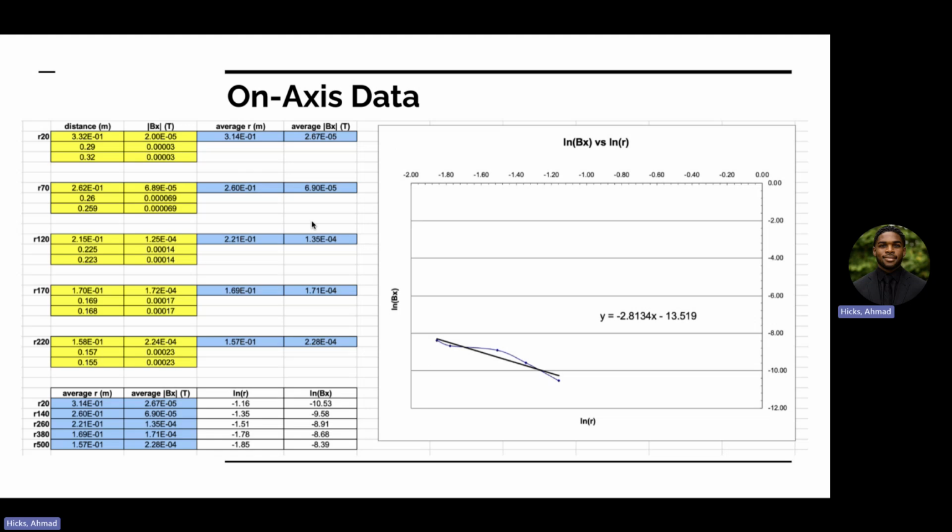So here's our on-axis data. On the left are various distance measurements for magnetic field strengths. And then on the right is a linearized plot of the averages shown in the left table.